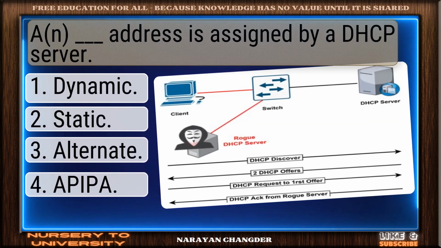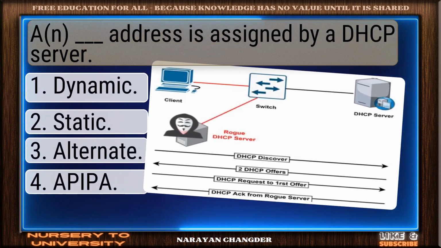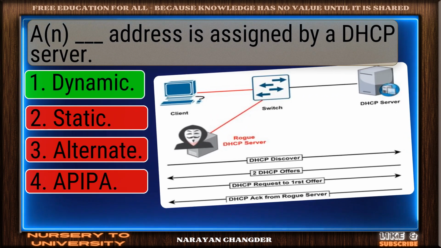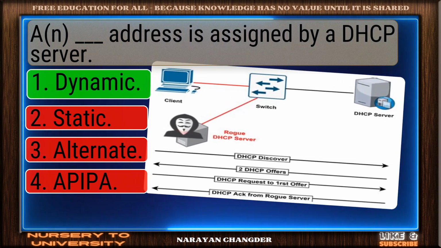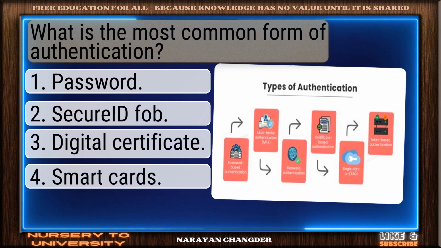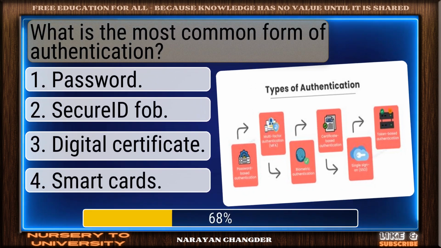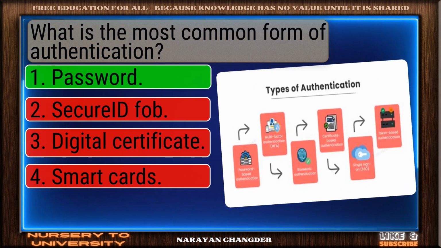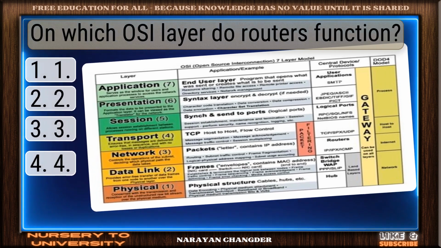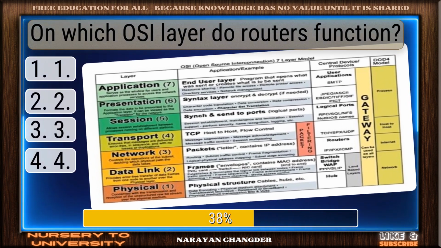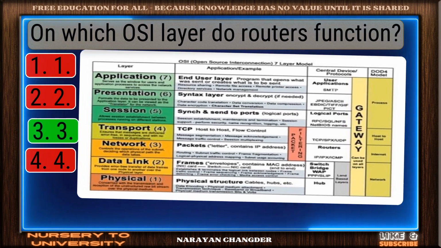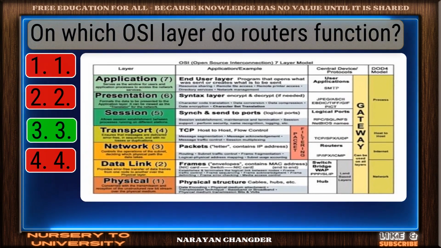A dash address is assigned by a DHCP server. You're right. Dynamic is the correct answer. What is the most common form of authentication? Well reasoned. Password is the correct choice. On which OSI layer do routers function? Clear logic. Your choice 3 is sound and 100% true.